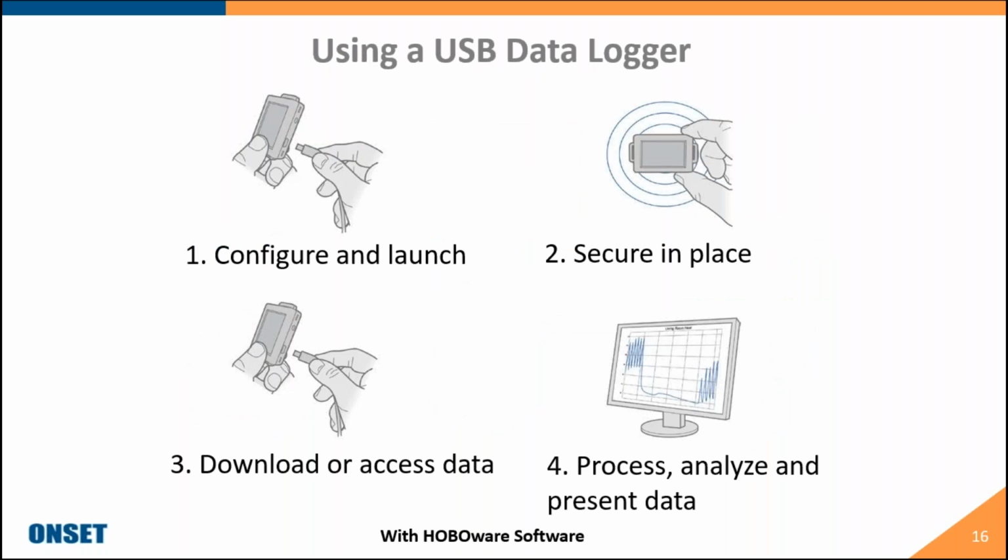So let's start with our USB data loggers. When using a USB data logger, you simply connect it to a computer or laptop with a USB cable, running our Hoboware software to do your configuration and then launch the logger. From there, you will put it in its deployment site and let it record its data. At the end of recording the data, you simply reconnect it back to a computer running our Hoboware software to offload the data from the logger. And then from there, you'll be able to process and analyze your data within our software, as well as present the data with presentation grade graphs and charts.